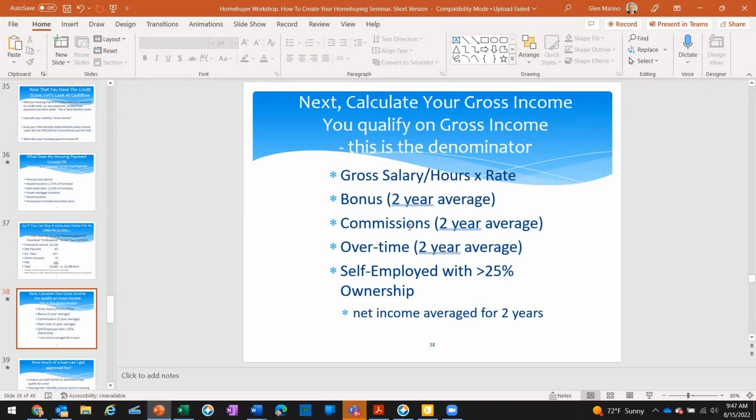going to receive. Commissions, if you're a realtor, loan officer, somebody in a commission-paying job, we average it over a 2-year period of what you've received. Overtime, the same thing, 2-year average.